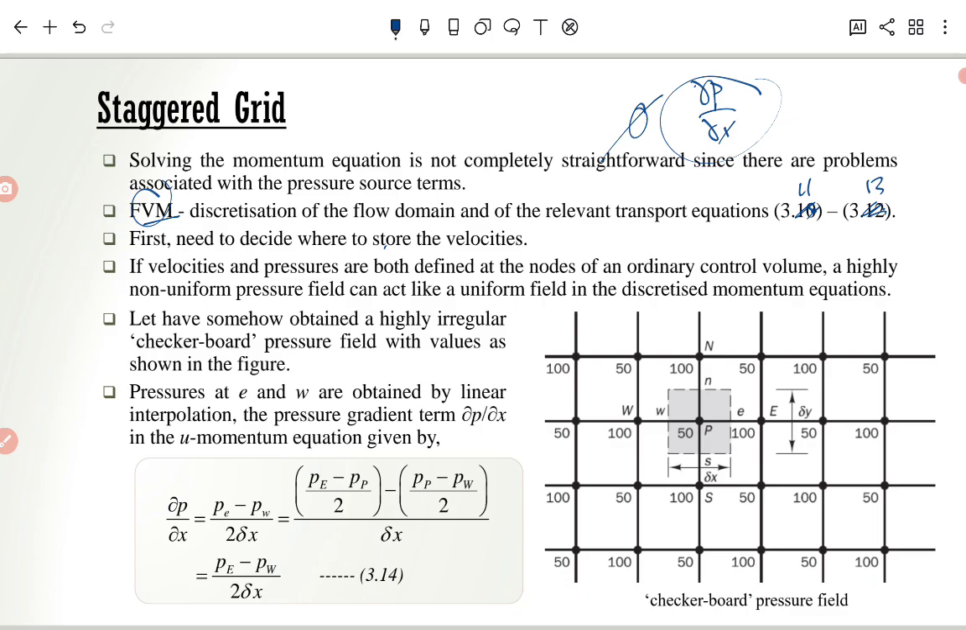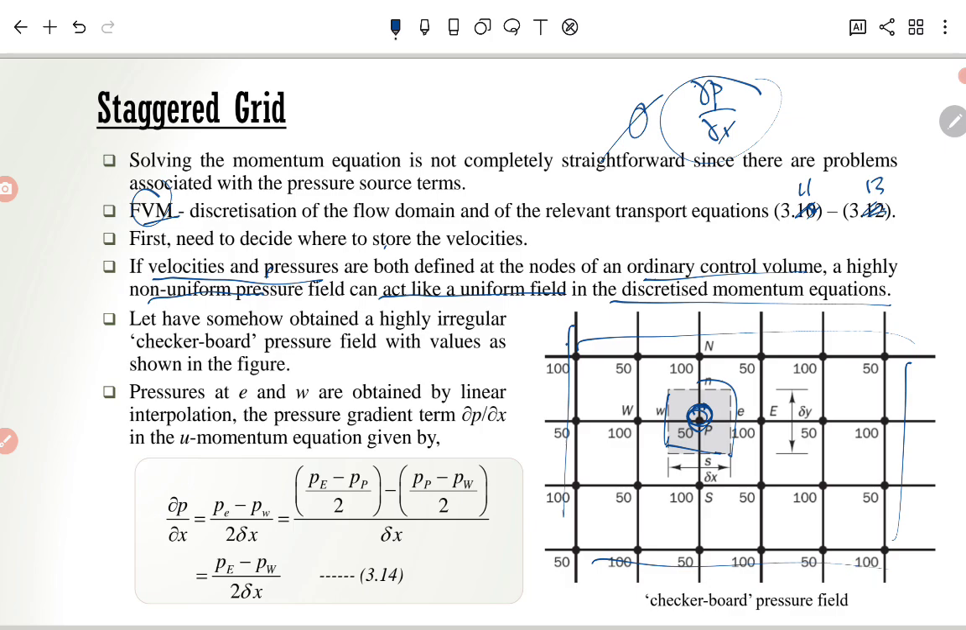So we assume the velocity and pressure are both defined at the node. Let's say the velocity and pressure are defined at this node, the point that we want to study, and in an ordinary control volume, a highly non-uniform pressure field can act like a uniform field in the momentum equation. So let's say we have a checkerboard pressure field here.